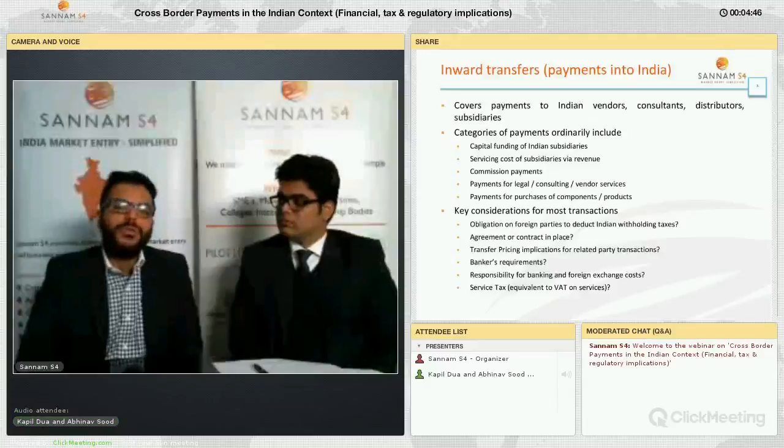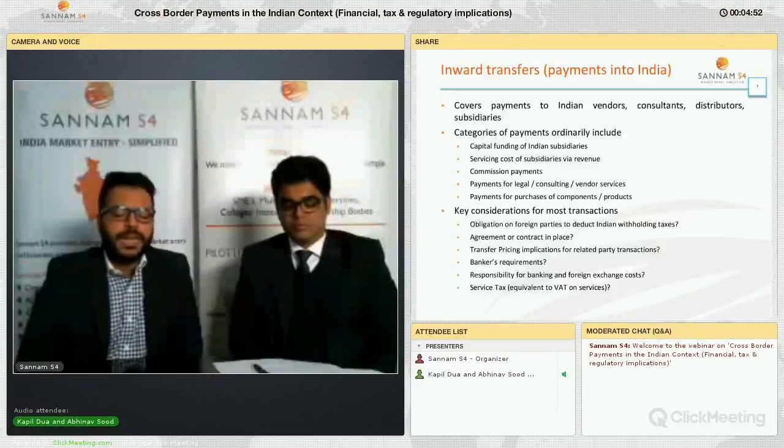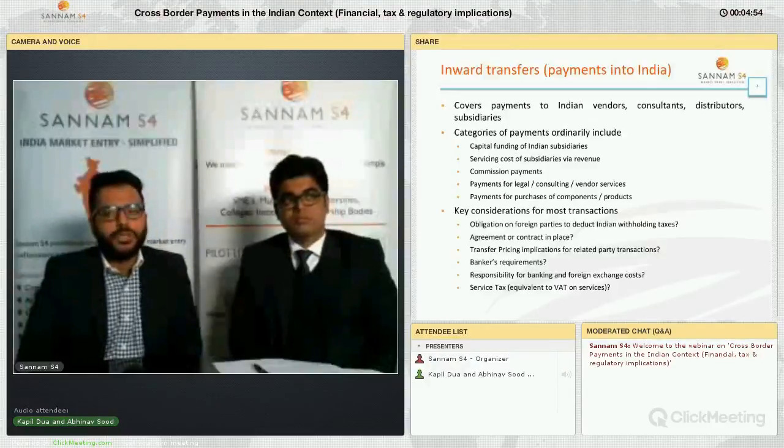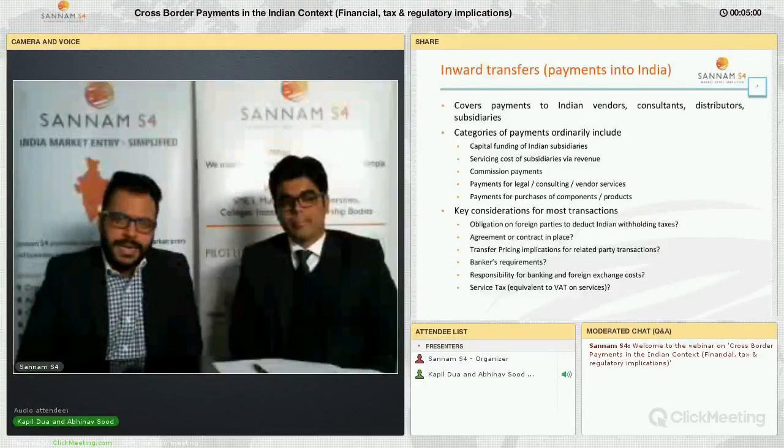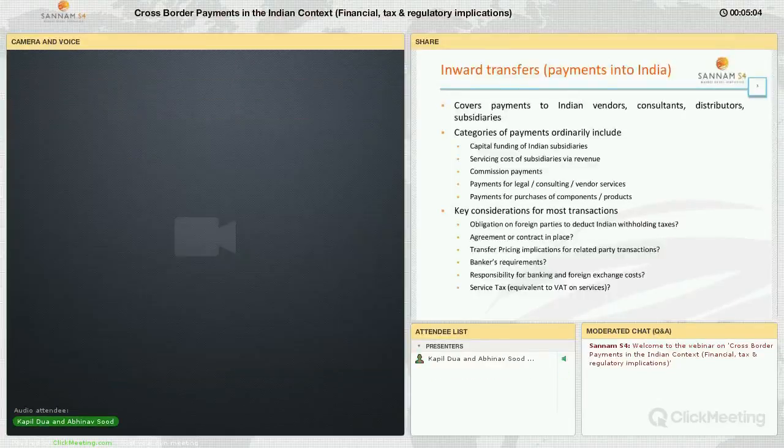Sometimes you need to import goods back in your home country and you do need to make payments for purchase of goods. So these are typically, I would say, five or six categories of payments, which we will talk about, how do we handle them in India. So what are the key considerations? It's very, very important to think about from all perspectives which are the acts, which are the regulations which we need to consider.